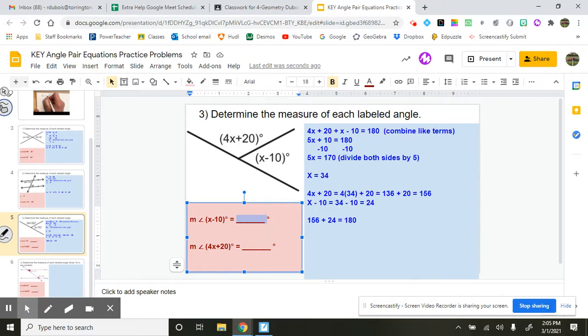So the x minus 10 algebraic expression meant that that was a 24-degree angle. And the 4x plus 20 algebraic expression meant that that obtuse angle is 156 degrees.